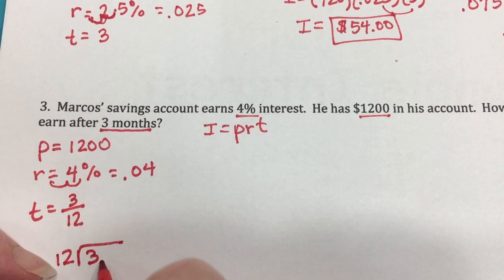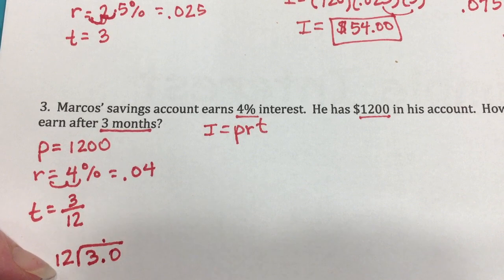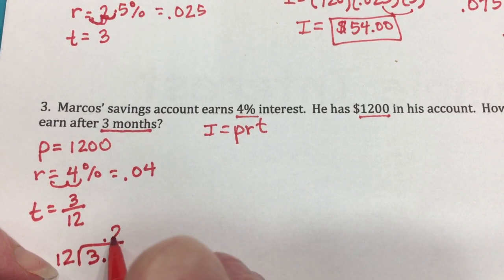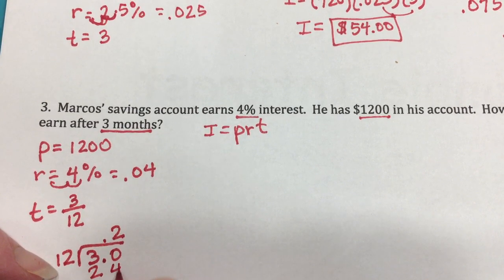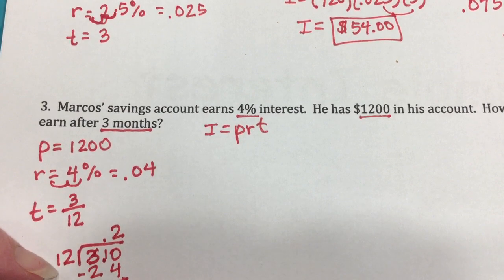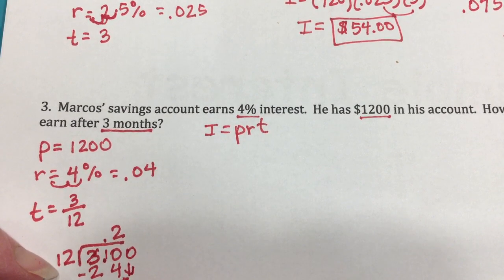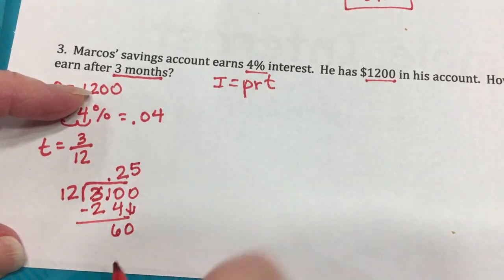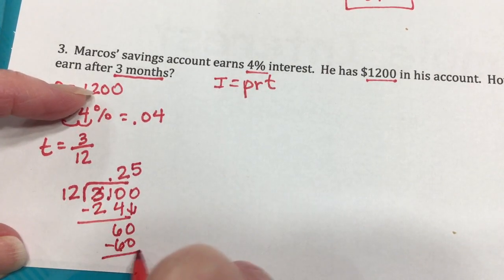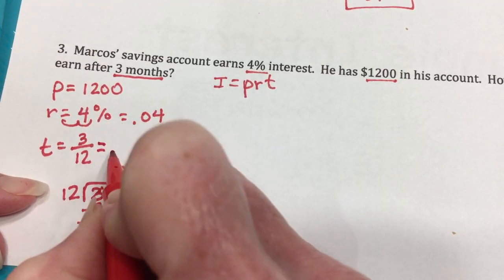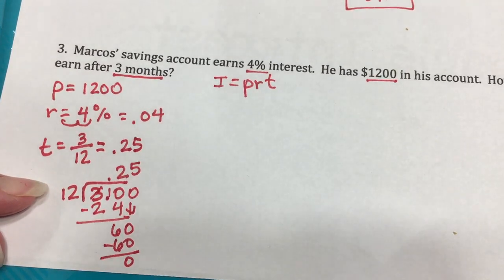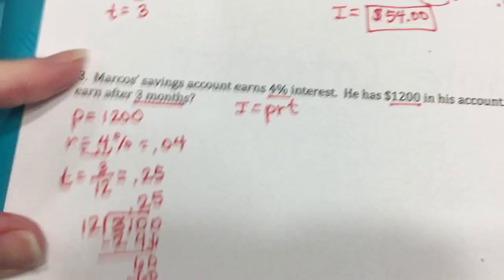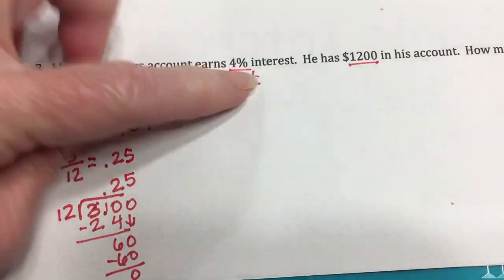12 won't go into 3, so I'm going to add my decimal, bring it up, add a 0. 12 will go into 30 now 2 times. Subtract 24. That gives me 6, bring down another 0. 12 will go into 60 5 times, just 60, and I can stop. All right, so I'm going to change my time into 0.25. All right, so then now I can use this formula.